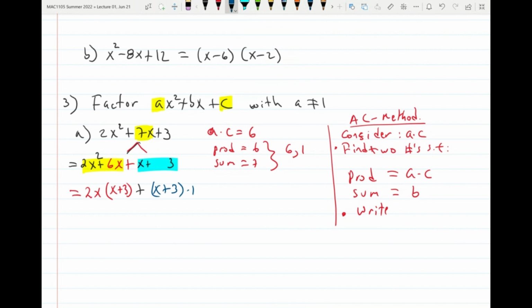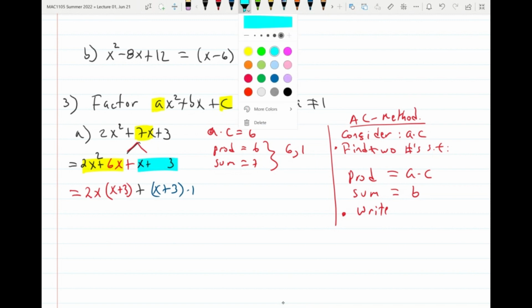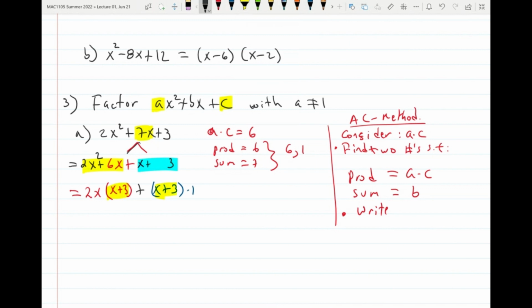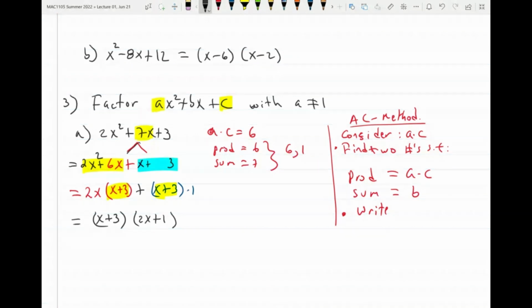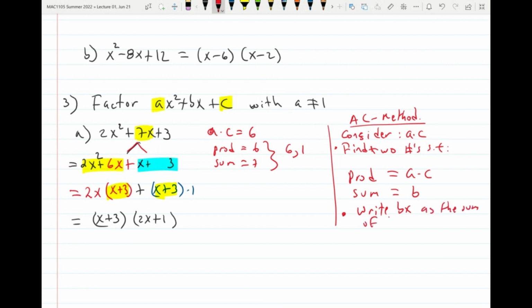Okay? Why? Because now, notice that we have two terms, and they both have an x plus 3 in common. So you can now factor that out as a common factor. And so what remains when you take out x plus 3? 2x plus 1. So a 2x from here and a 1 from here. Yes? So this is called the AC method. So that's the first step. And the second step is write bx as the sum of these numbers. And then the last one is, after you do this, factor by grouping.